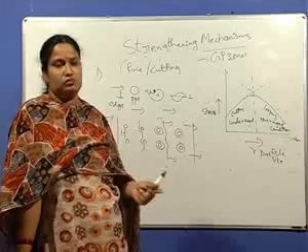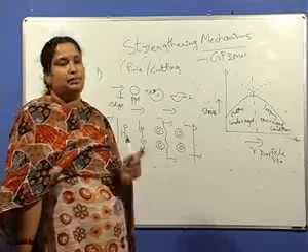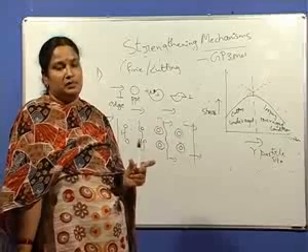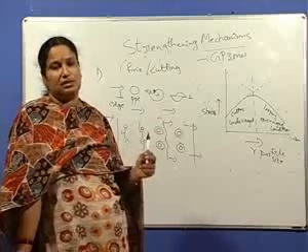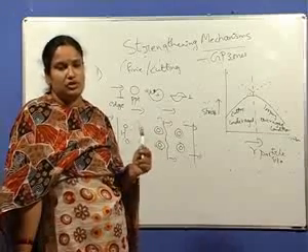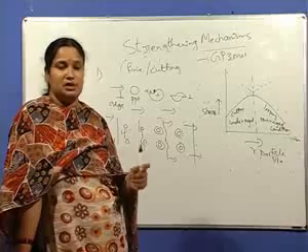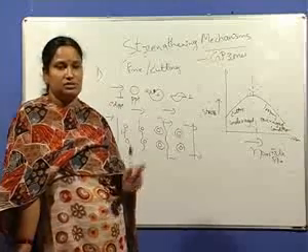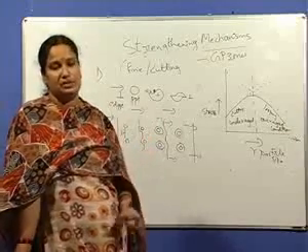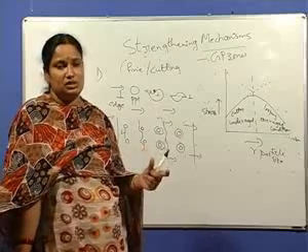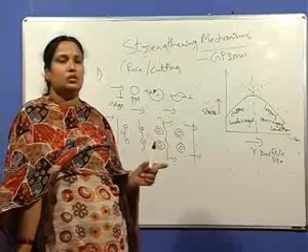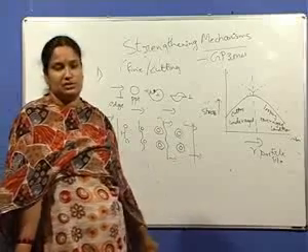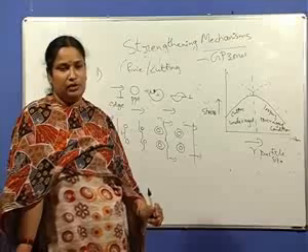Among these two strengthening mechanisms, precipitation strengthening has the highest strength when compared to all the strengthening mechanisms. But dispersion strengthening can retain its strength to even higher temperatures, where precipitation strengthening comes down because the precipitates undergo coarsening at higher temperatures. So these are some of the differences.